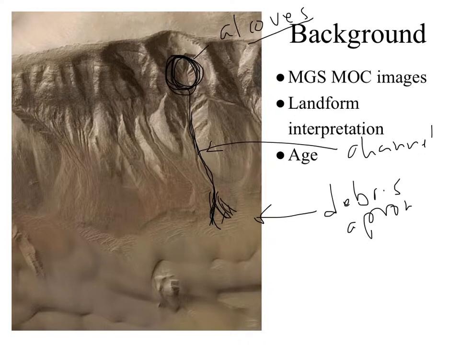Yeah? What's the scale of this that we're looking at? Oh, good question. This would be hundreds of meters, but not kilometers. So there's like a lot of water. Well, there's a lot of something going on.